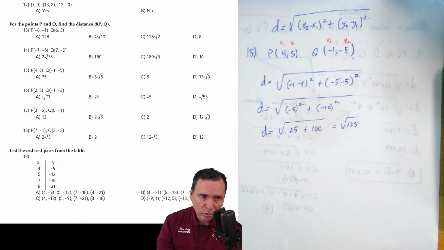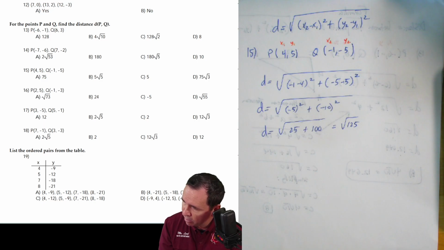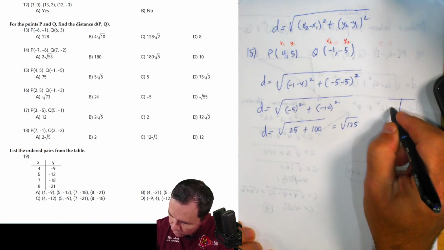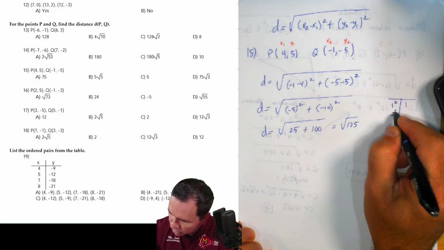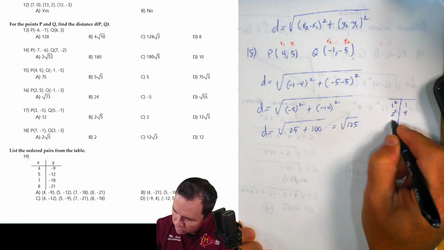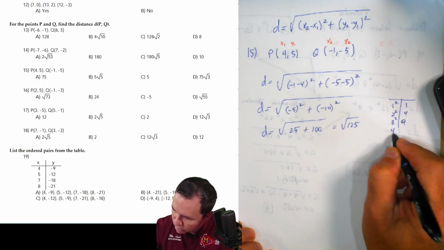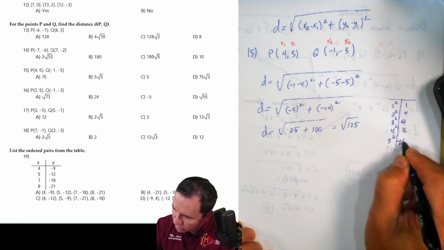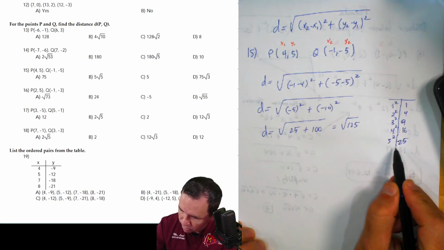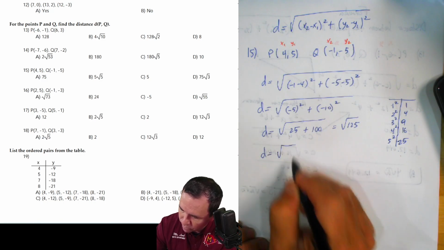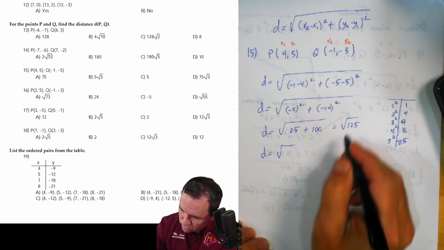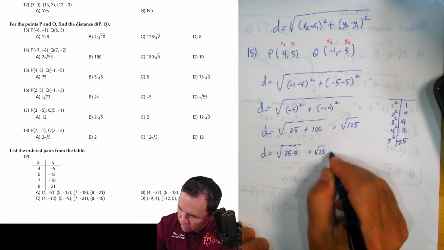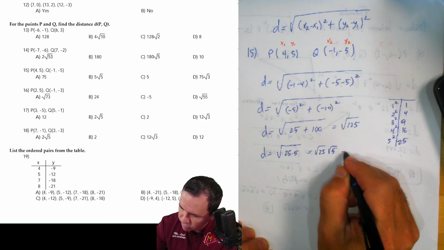And again, do you notice that there's no answer that says square root of 125? Because think about all the perfect squares. 1 squared is 1, 2 squared is 4, 3 squared is 9, 4 squared is 16, and 5 squared is 25. So notice that I have a perfect square that can come out, 25. 25 times 5 is 125. So this is the square root of 25 times the square root of 5, and the square root of 25 is 5, so it's 5 square root of 5.